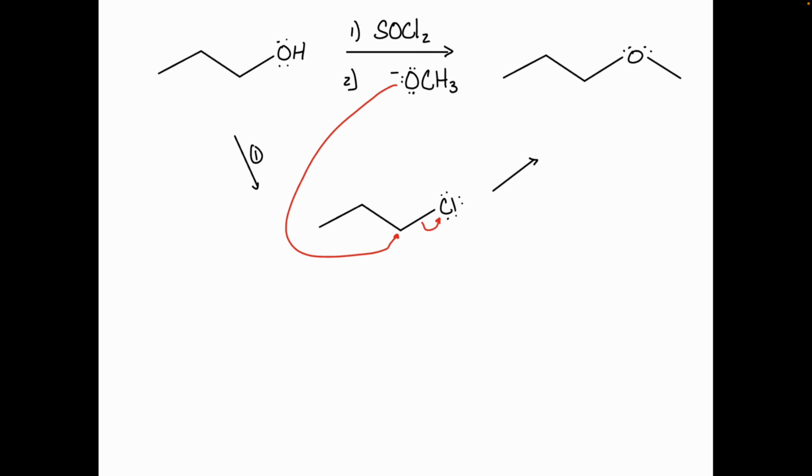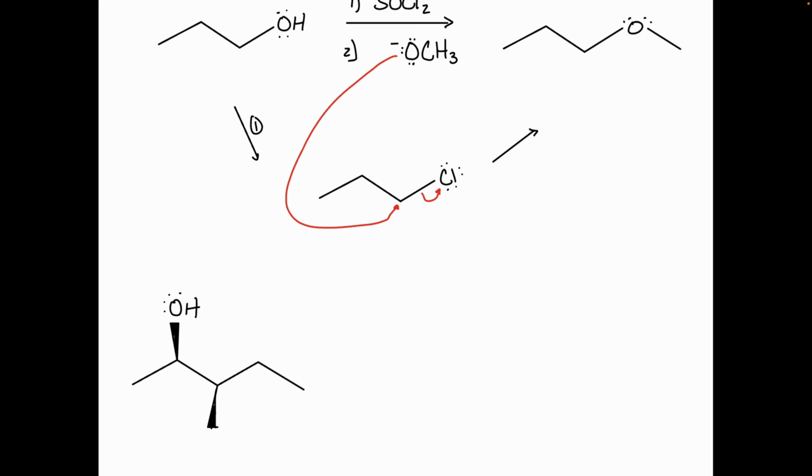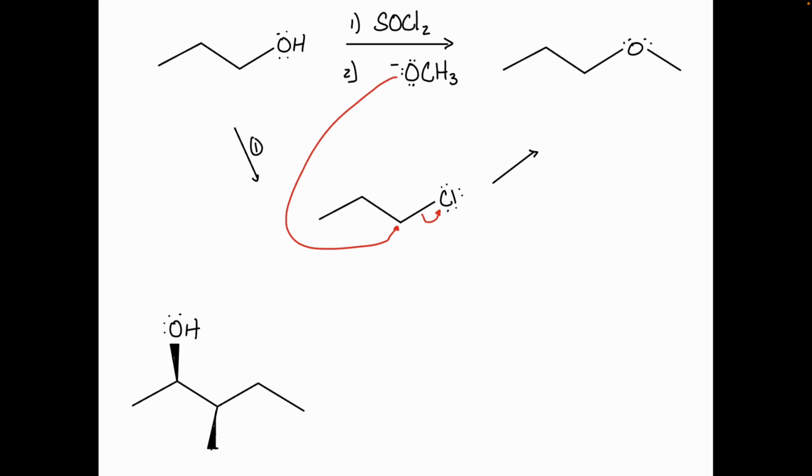Cool. So now we're going to do the same thing, but we're going to look at a stereospecific secondary alcohol. And we're going to play the same game. We're going to convert it into an alkyl halide. In this case, we're going to use our phosphorus tribromide just to mix it up. We're going to add in another nucleophile here.